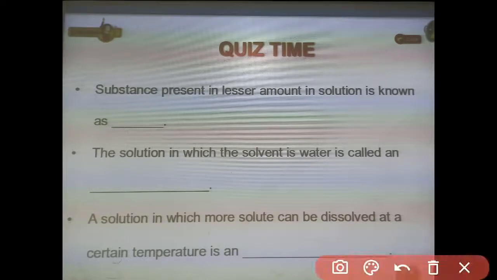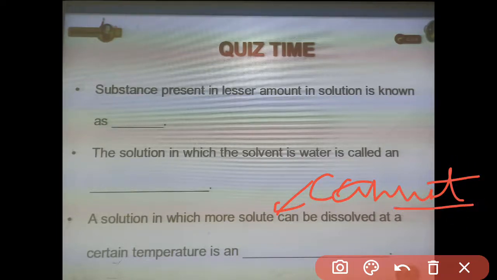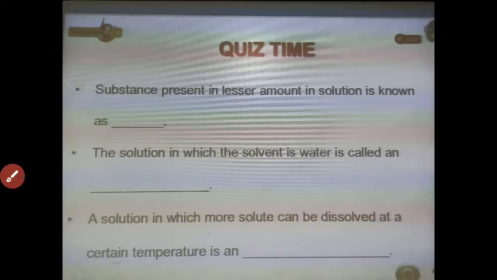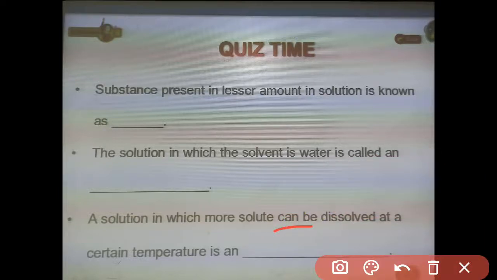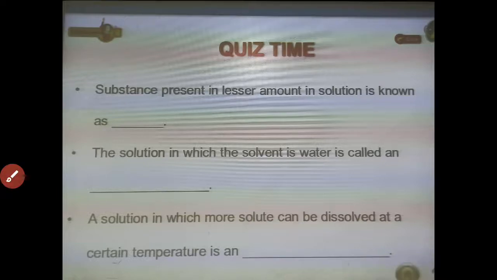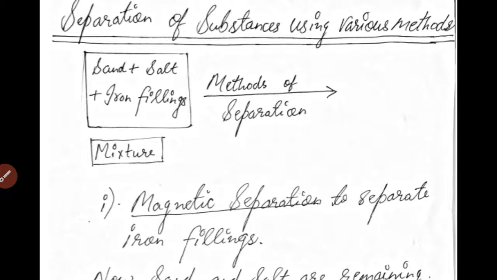If it had asked for a solution in which more solute cannot be dissolved, if there were cannot in place of can, then the answer would be saturated solution, in which no more solute can be dissolved. So this was all about the solution and its components.